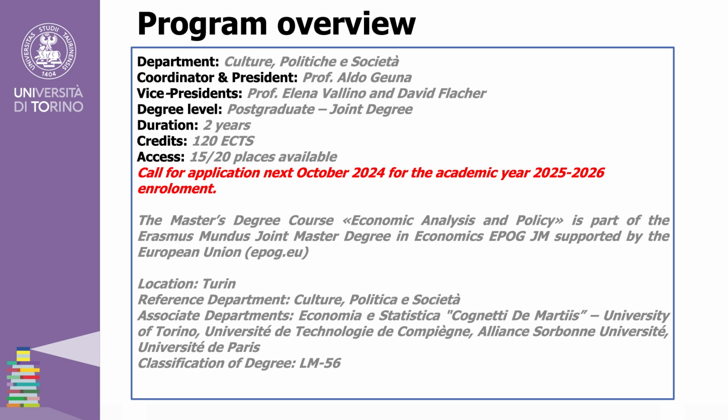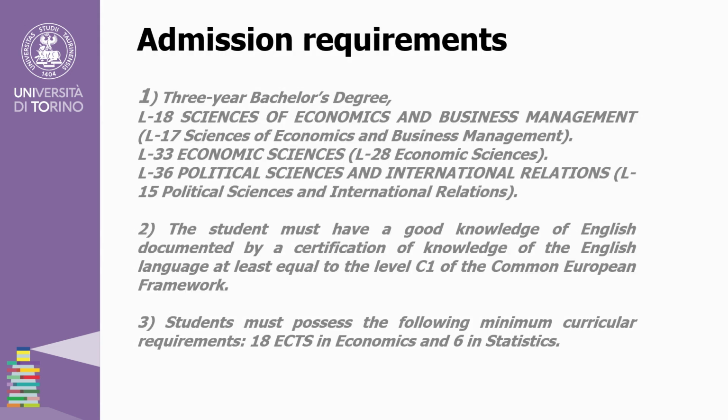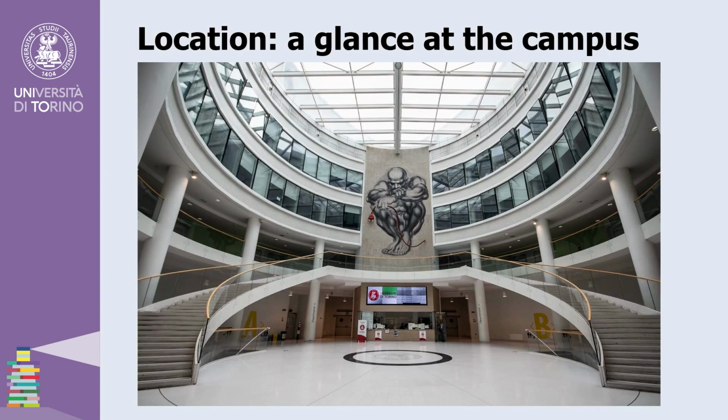We have some admission requirements. First, the first requirement is having a 3-year bachelor's degree, for example, Science of Economics and Business Management, Economic Sciences, Political Sciences, and International Relations. Please take note of the exact codes of these master courses that are required, that are written here in the slides. Secondly, the student must have a good knowledge of the English language, possibly with a certification equal to at least level C1 of the Common European Framework. Thirdly, students must possess the following minimum curricular requirements, so 18 credits in economics and 6 in statistics.